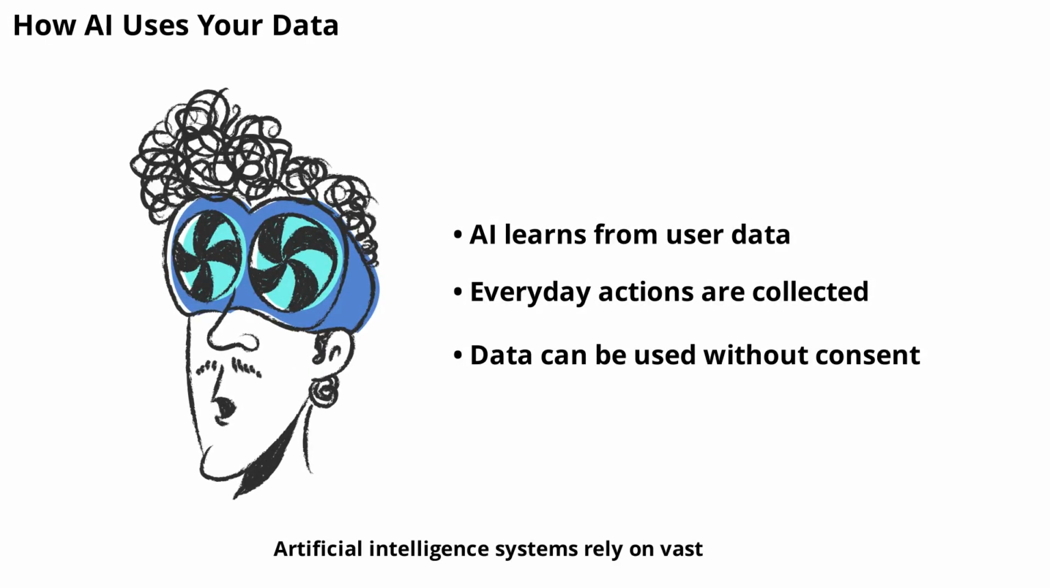Artificial intelligence systems rely on vast amounts of data to learn and improve. This data often comes from everyday users like you. When you interact with websites, apps, or social media platforms, your actions can be collected and analyzed. Companies may use this information to train AI models, sometimes without your explicit knowledge. It's important to recognize that even seemingly harmless data, like search queries or uploaded images, can contribute to AI development. By understanding how your data is used, you can make more informed decisions about what you share online.